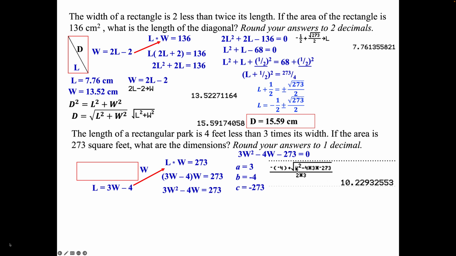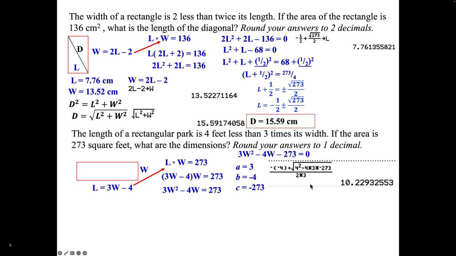Here, I just want to leave it as 4 because I'm going to square it, which is going to make it positive anyhow. So no reason to put the negative on. Minus 4 times A, which is 3, times C, which is a negative 273, over 2 times A. That's your 2 times 3. We get 10.229. So rounding it to 1 decimal place for that width would be 10.2.